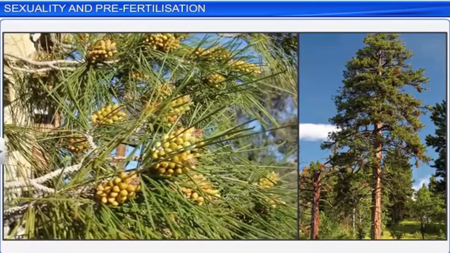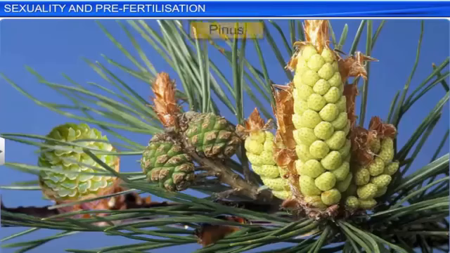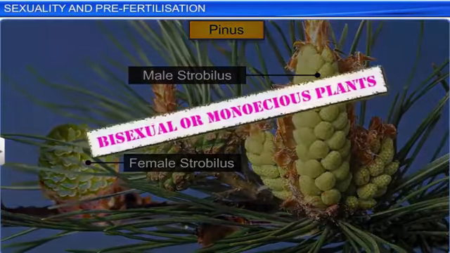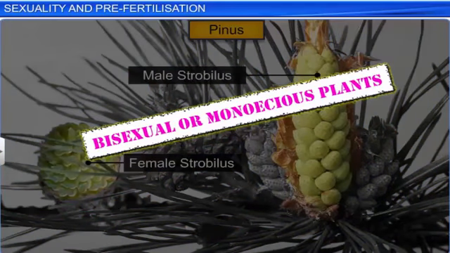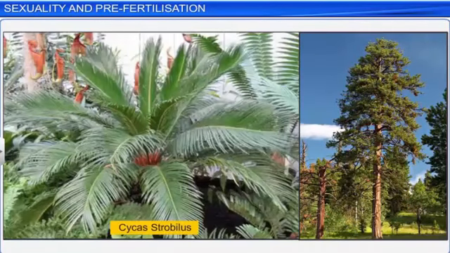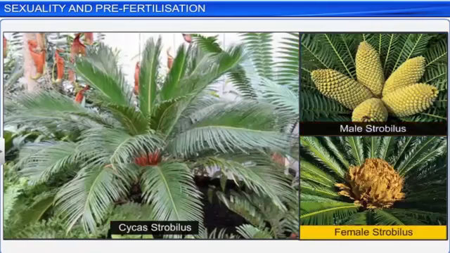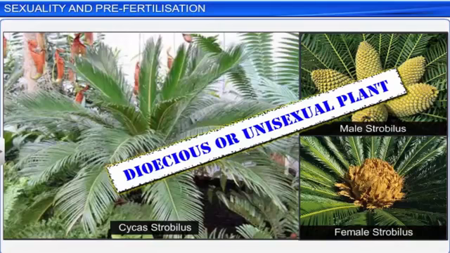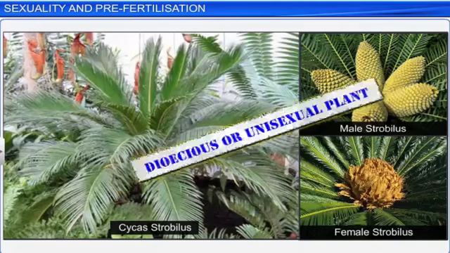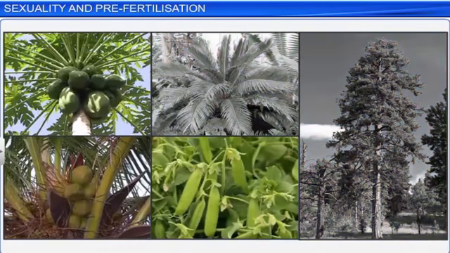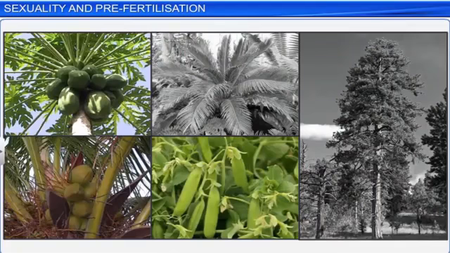For instance, gymnosperms such as pinus possess both male and female strobili and are called bisexual or monoecious plants. Cycas, on the other hand, has the male and female strobili growing on different trees and is known as a dioecious or unisexual plant. Angiosperms too comprise a variety of monoecious and dioecious plants.